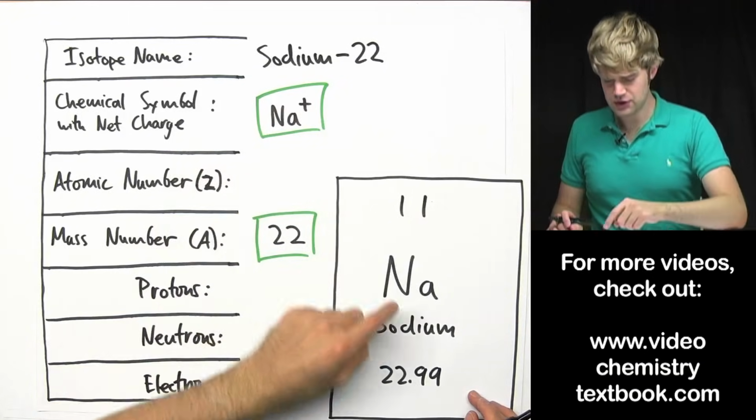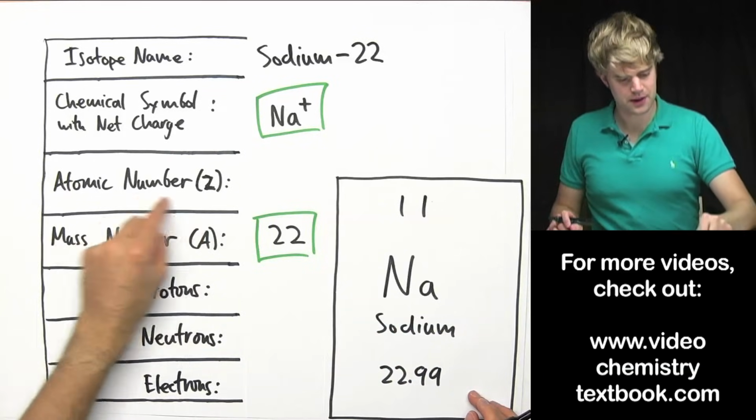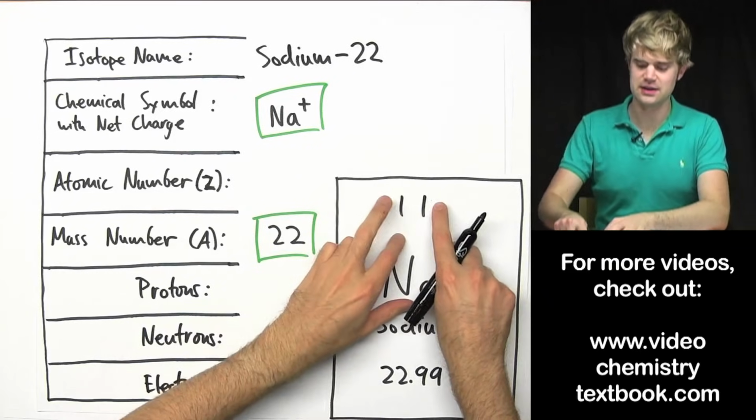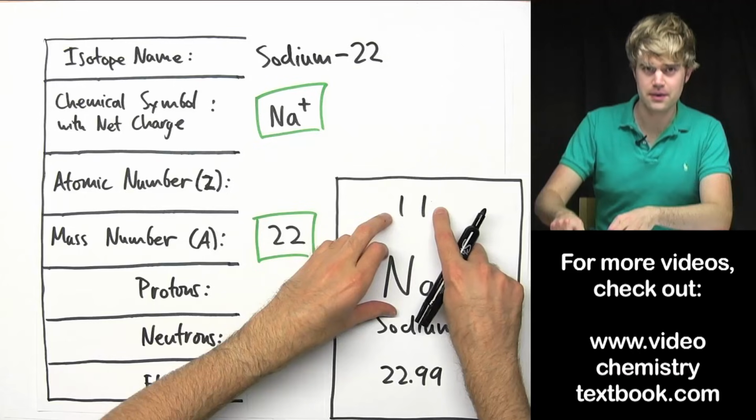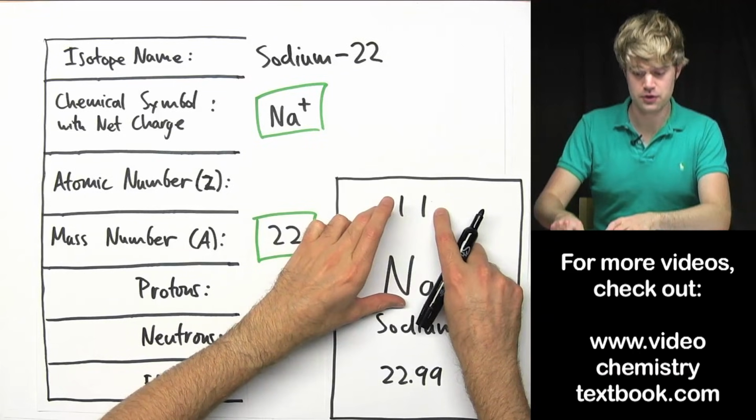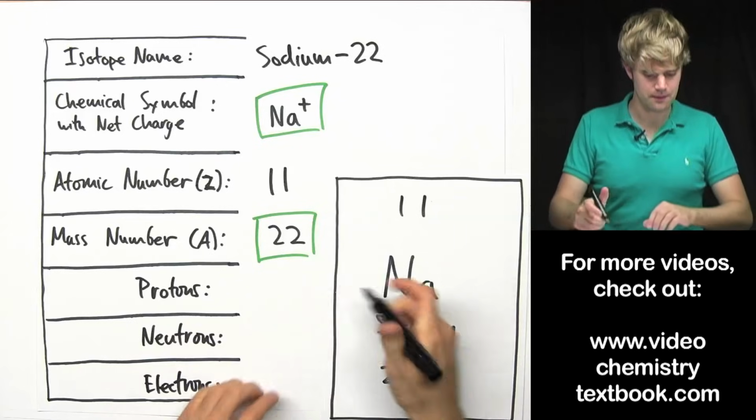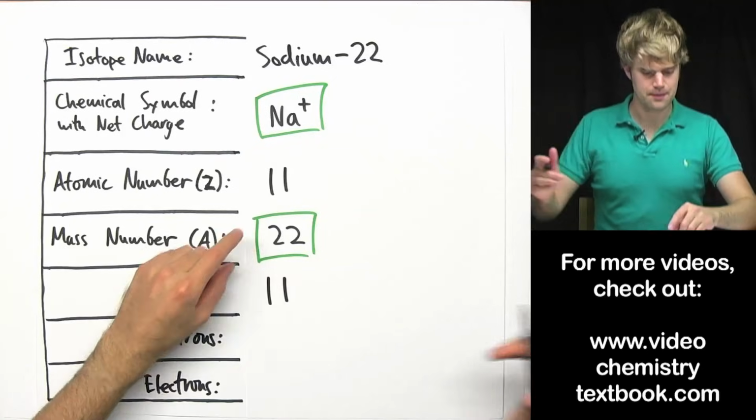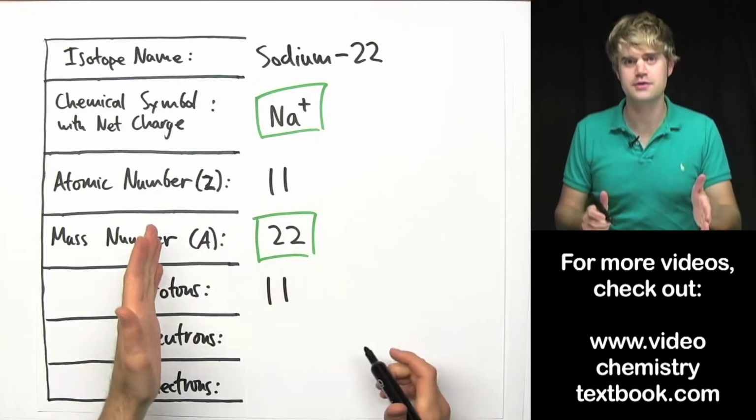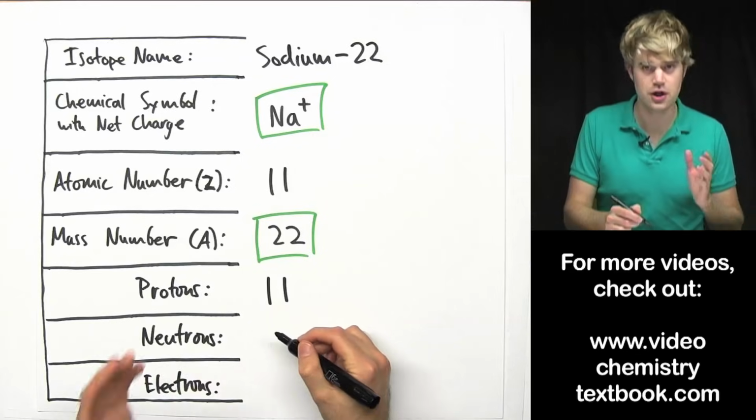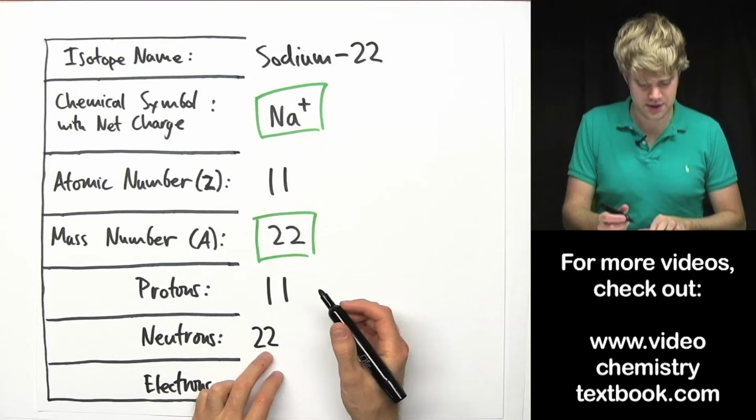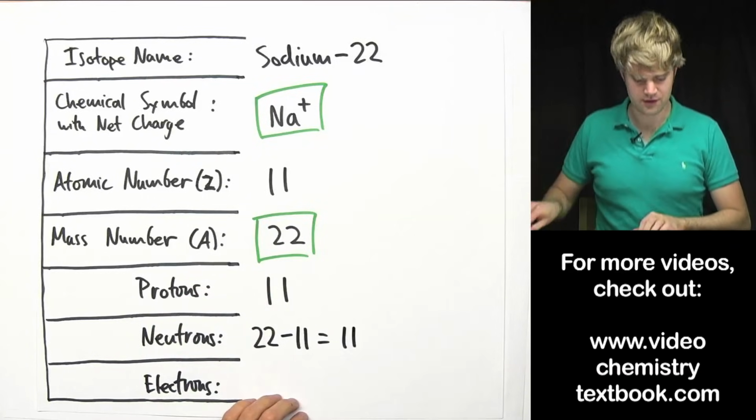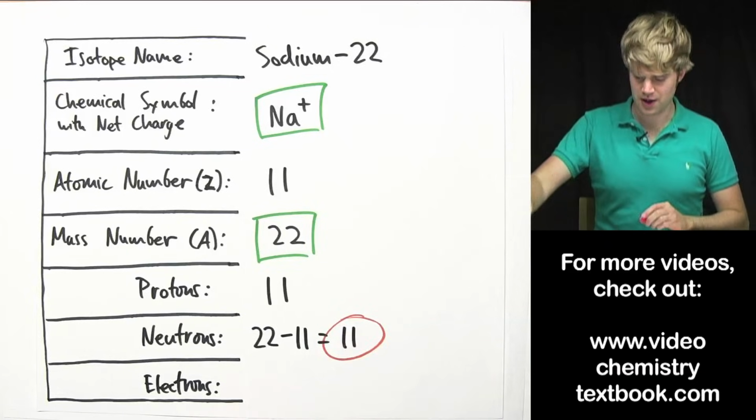Now that we know that Na is sodium, we can fill in the atomic number and the number of protons. Because when we look this up on the periodic table, Na sodium has 11 at the top. This number up here is the atomic number, the number of protons. So 11 for the atomic number, 11 for the number of protons. Now, for the number of neutrons, the mass number here is the number of protons plus the number of neutrons. So if we want to find out just the number of neutrons, we can do protons and neutrons minus protons, which equals 11 neutrons. That's how many neutrons we have.